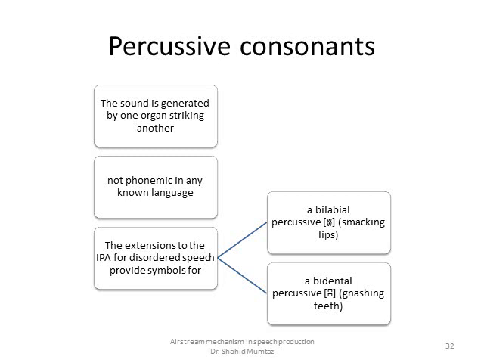Percussive consonants. Consonants may be pronounced without any airstream mechanism. These are percussive consonants, where the sound is generated by one organ striking another. Percussive consonants are not phonemic in any language, though the extensions to the IPA for disordered speech provide symbols for a bilabial percussive, the sound produced by smacking lips together, and a bidental percussive, gnashing teeth. You just rub your upper teeth on your lower teeth. This sound is the bidental percussive.